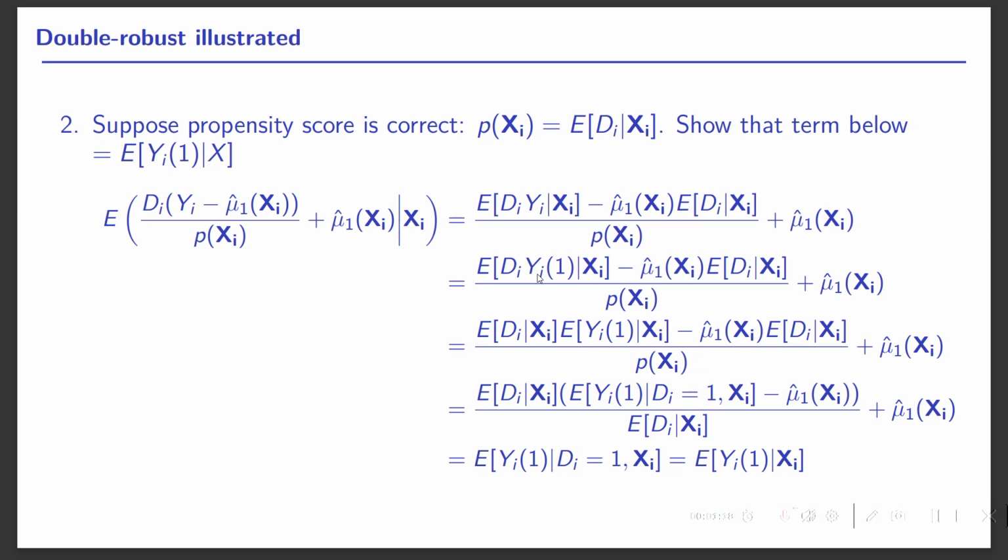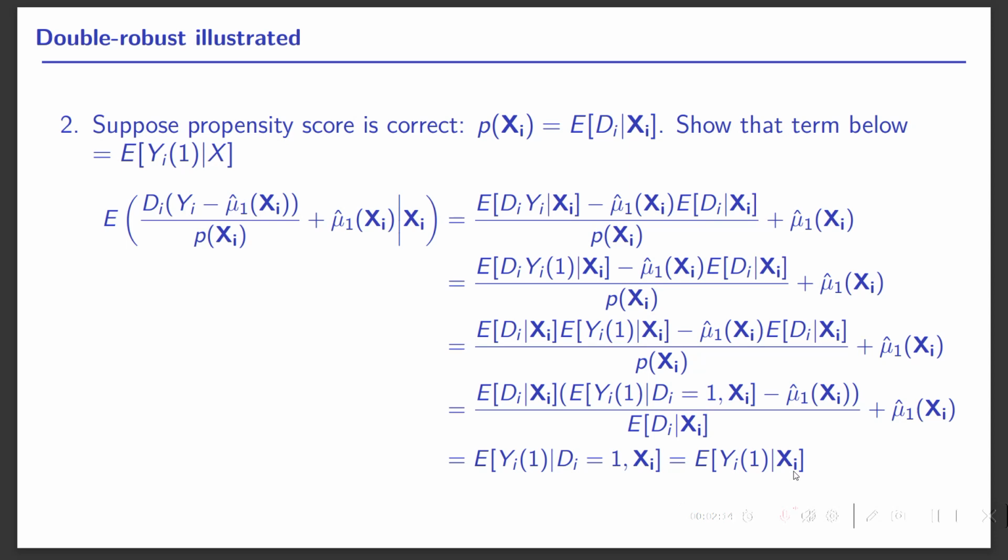In the next step, we apply the selection on observables assumption to separate these two terms. Finally, we collect terms again. Now we've got the expected value of di given xi, both in the numerator and the denominator, so this cancels in the fraction. But once we cancel this, the mu1 hat in the numerator cancels with the mu1 hat that's a separate term. So what we're left with is this, the expected value of yi1 conditional on being treated and xi. But due to selection on observables again, this is just equal to the conditional expectation of the potential outcome of the treated, given xi.